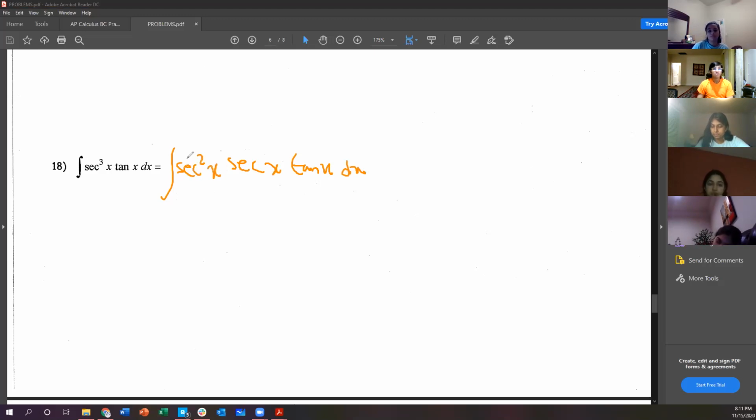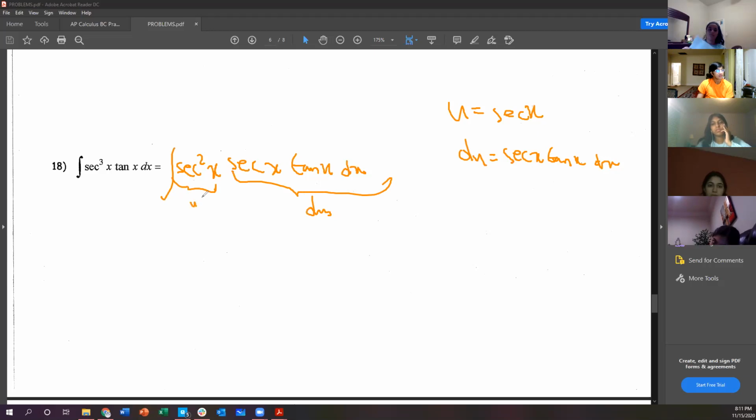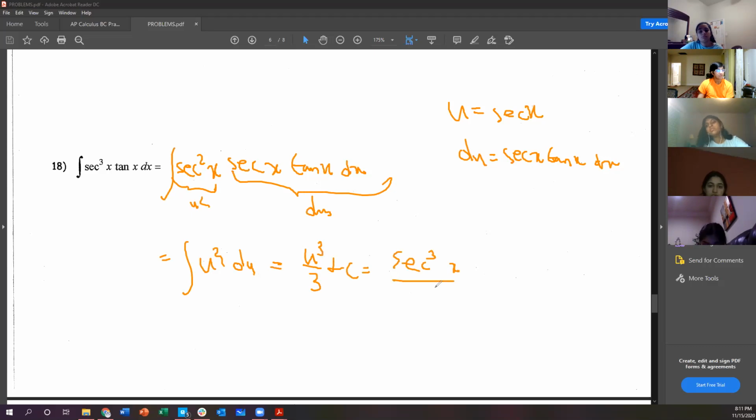Now what I can do is a U substitution, because now I can say u equals sec x, and then du equals sec x tan x dx, correct? And why is this helpful? Because now I know this whole thing is du, and I know that this is u squared. So now I can write this as the integral of u squared du, and this is an easy problem. This is u cubed over 3 plus c. Substitute back in, you'll get sec cubed x over 3 plus c.